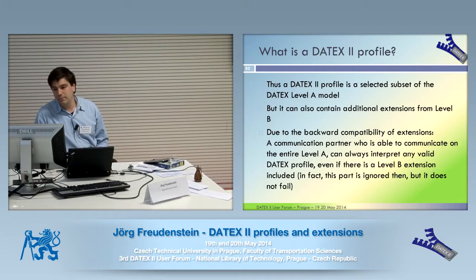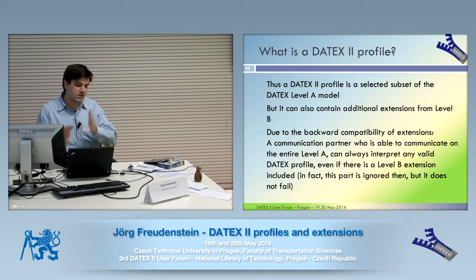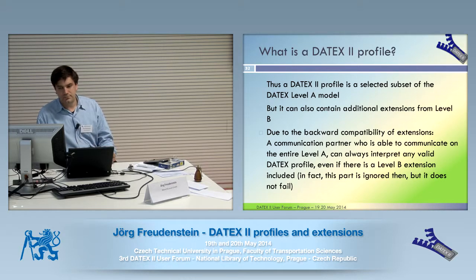Okay, so what do we do? We're creating a Datex profile and selecting a subset of level A, for example. You can also include level B extensions and create a subset. This is the same mechanism, it does not change. But we will start with doing it from a level A model.